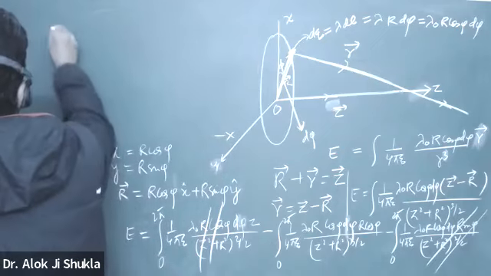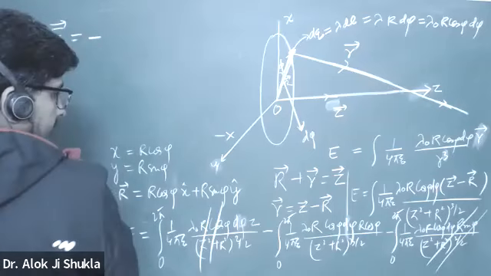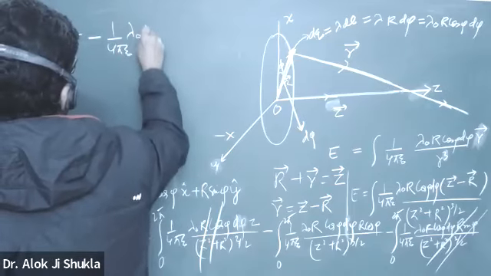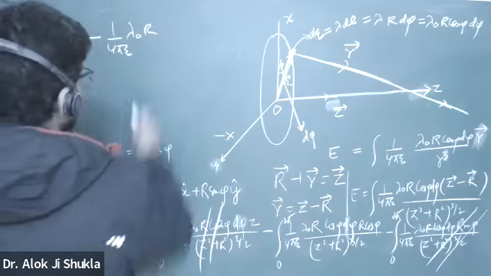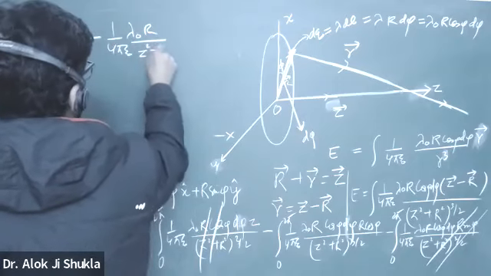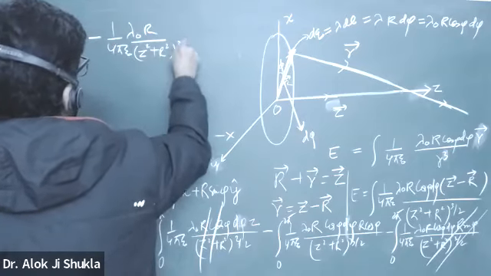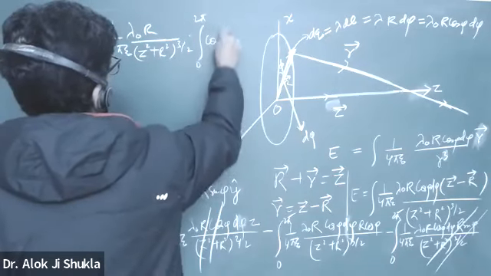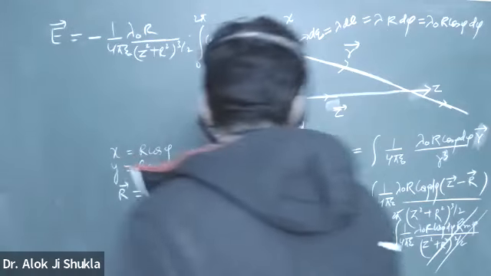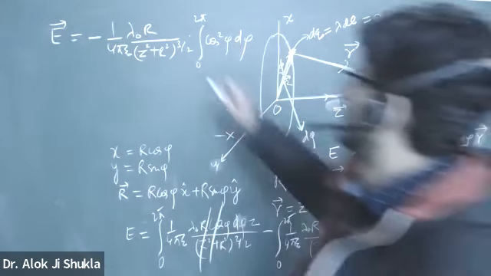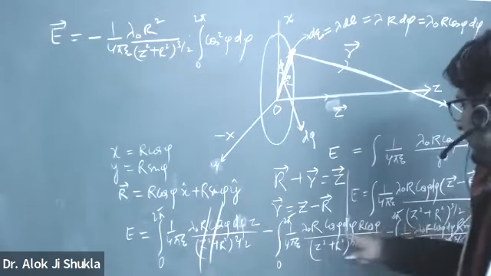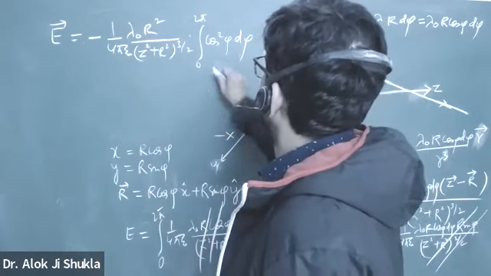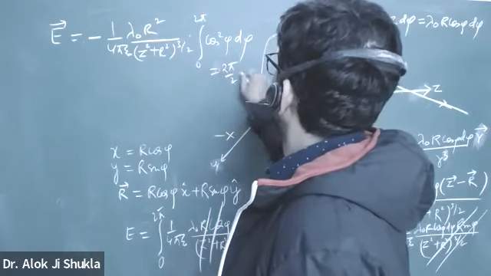E is equal to minus 1 upon 4 pi epsilon naught, lambda naught R by Z square plus R square to the power 3 by 2, integral 0 to 2 pi cos square phi d phi. Only this will remain. And R and R will become r square. And this integral is so simple, it is just upper limit by 2. So it is pi.